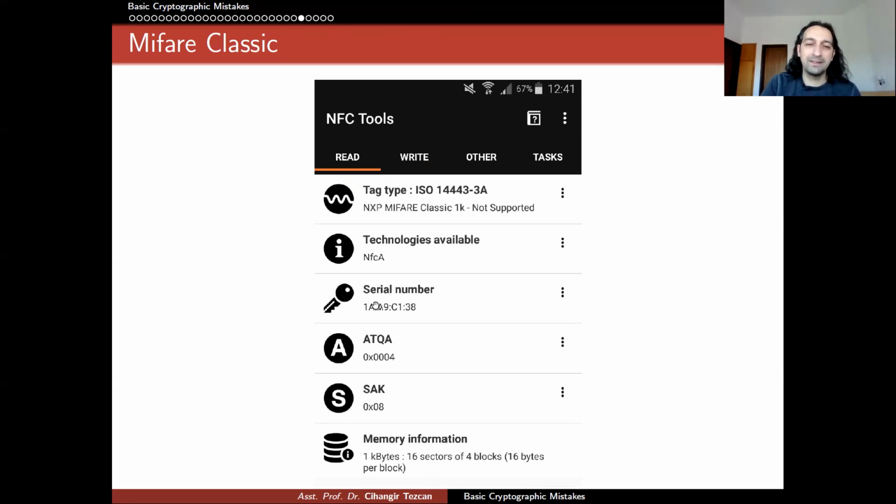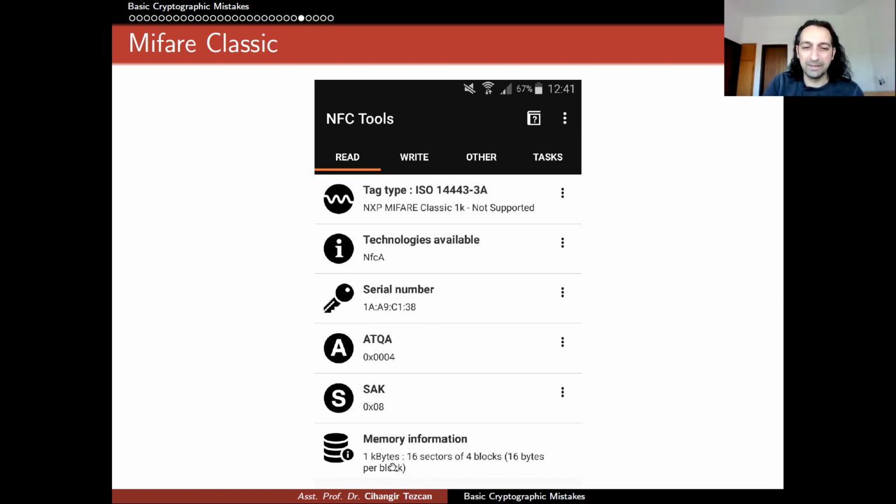So here you can see that the card has a serial number. This is not secret information, but most of the time the card readers only check the serial number. So if you copy the serial number of somebody you know, for instance, an instructor at the Informatics Institute, then you can copy that and open the door of the building whenever you want.